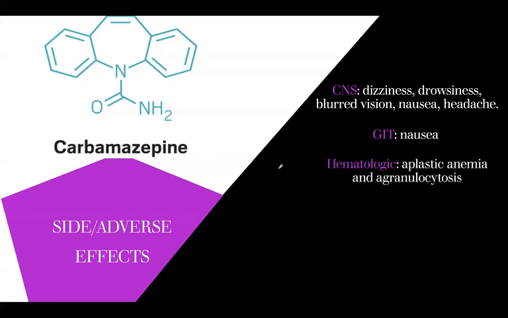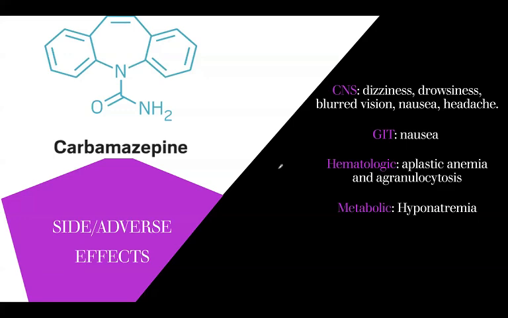Another thing is the fact that some people on carbamazepine may experience aplastic anemia and agranulocytosis, and this could potentially be fatal. You could also have situations where we may want to be checking neutrophil count because there could be neutropenia, and we may want to monitor that because when the levels fall below a particular count, we may need to stop administering the carbamazepine.